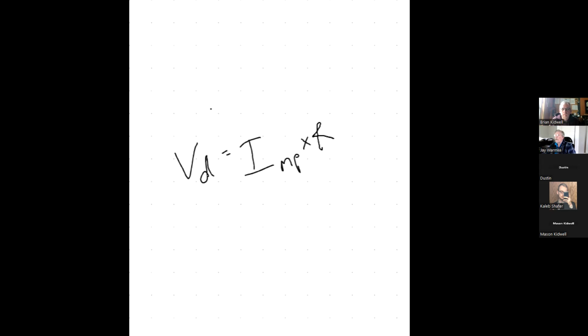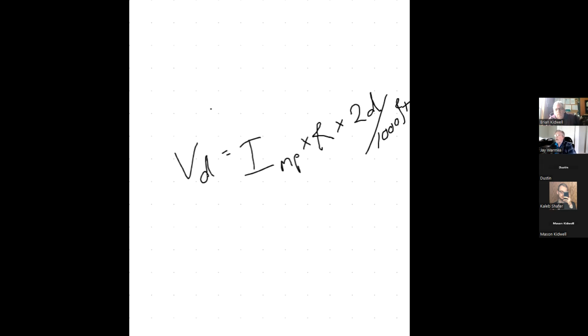Well, if we stopped right here, this is Ohm's law, right? Volts equals amps times resistance. But the resistance that we've been given is per 1,000 feet. So we need to multiply this times twice the distance divided by 1,000 feet. So why is it twice the distance? It's because the wire is a circuit. So it goes there and it goes back.